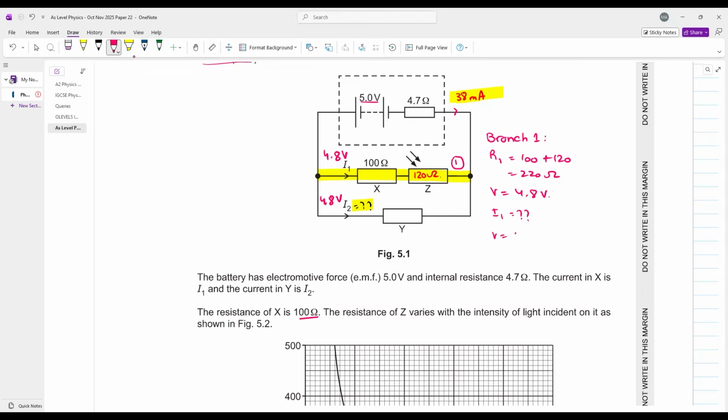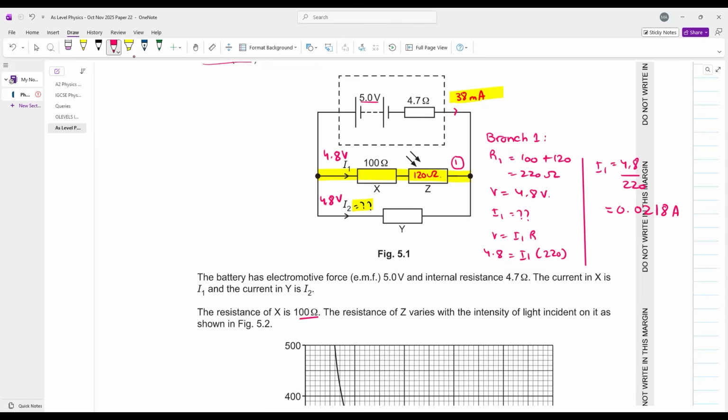Yes, V is equal to I1 R. What is the voltage? 4.8. We have to find I1, what is the resistance? 220 ohm. Can you calculate I1? 4.8 divided by 220. This comes out to be 0.0218 ampere is equal to I1. But you did not need to calculate I1.